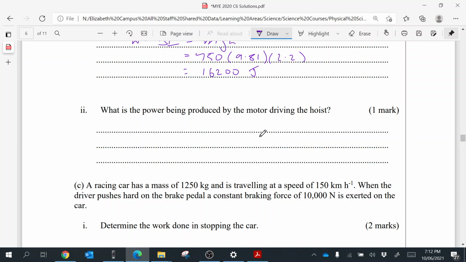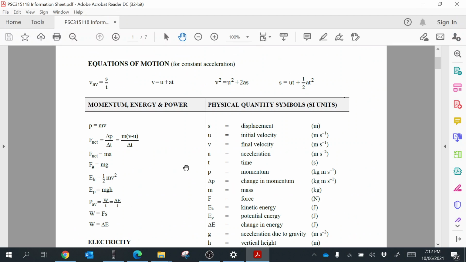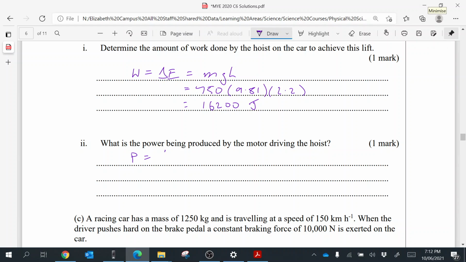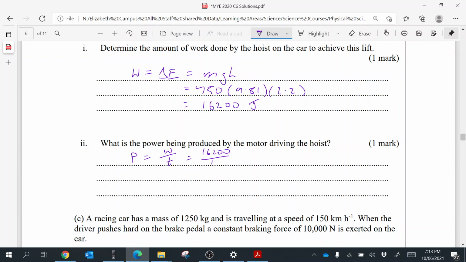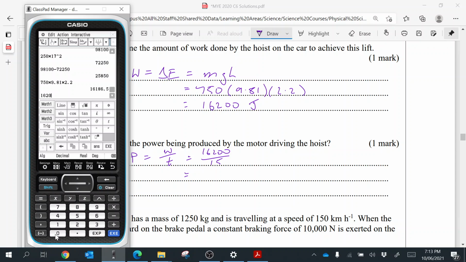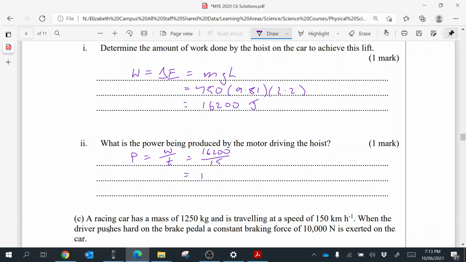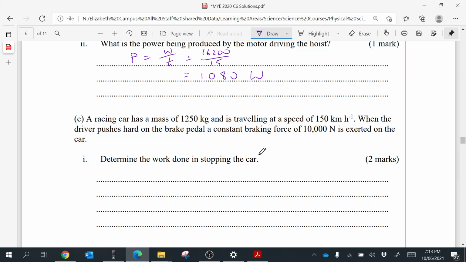What is the power being produced by the motor driving the hoist? So remember, formula here, we've got P, average power, is equal to work over time, or the change in energy over time. So P equals W over T, which is equal to 16200 divided by, so if you put in all the decimal places, you get a more accurate answer. I'm being a bit lazy. 15 seconds, time is in seconds. So there we go. 16200 divided by 15 is equal to 1080 watts. Okay, good. About a kilowatt.